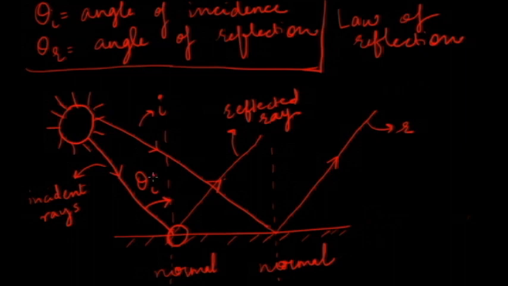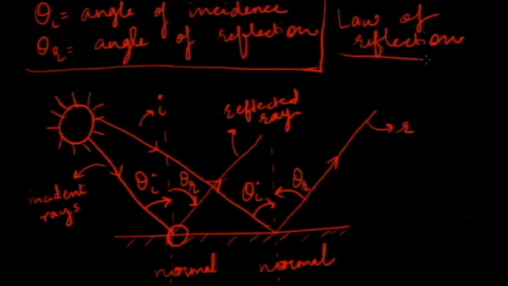If we measure this angle, which is the angle the incident ray makes with the normal, this is called theta i. This is the angle of incidence. And if we measure this angle, this is called theta r, which is the angle of reflection. So the angle which the incident ray forms with the normal is called the angle of incidence, and the angle which the reflected ray forms with the normal is called the angle of reflection.